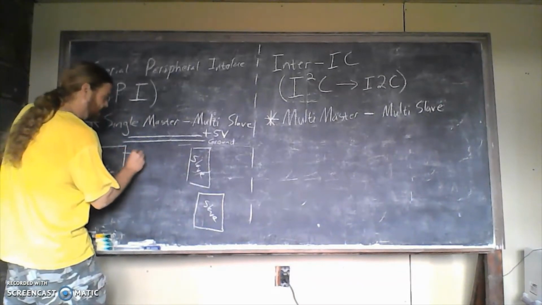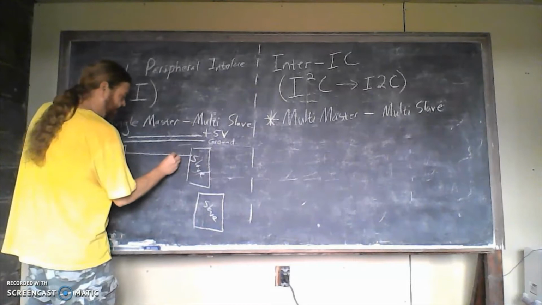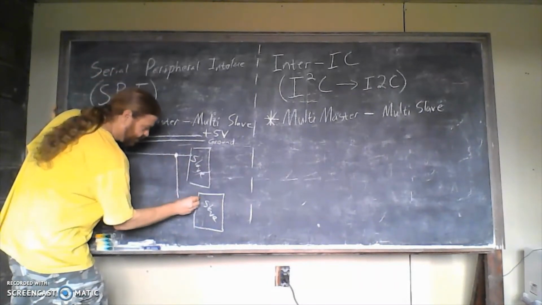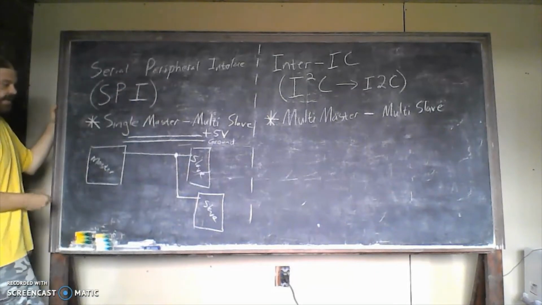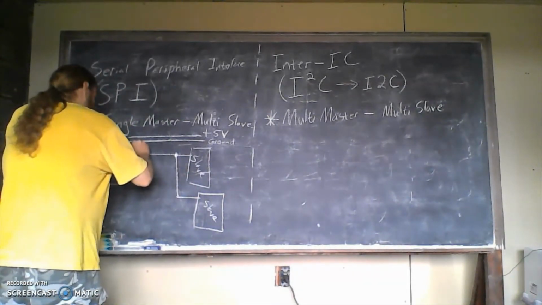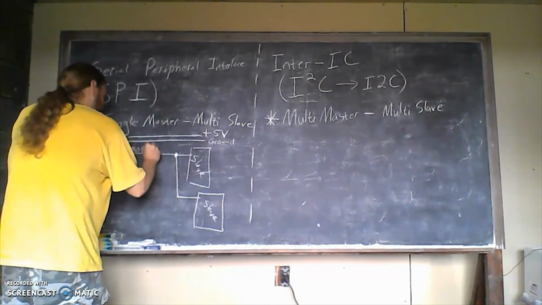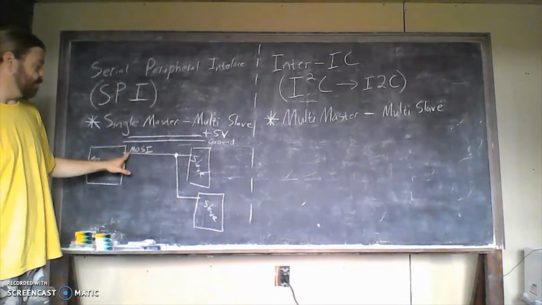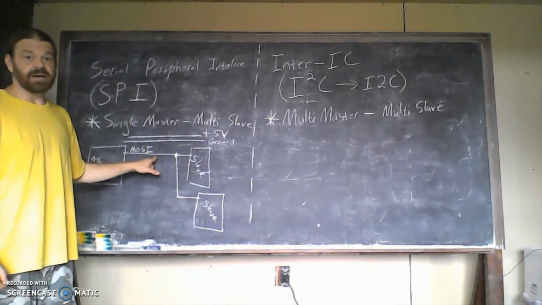So the first one comes out of the master, and then all the lines will make all the connections. It comes out of the master, connects to both slaves. That's going to be MOSI, M-O-S-I. And that stands for master out, slave in.